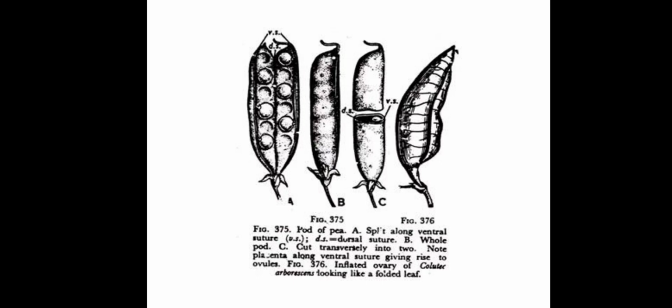So this is the diagram which shows you the position of ovules in the ovary, where we can see the ventral suture as explained earlier, and here we can see the dorsal suture in the case of pea. This is the fruit of the pea, where these rounded structures are the seeds. We can clearly see the ventral suture and the dorsal suture. Here also we can see the ventral suture and the dorsal suture. So this is the pod of the pea and how it splits along the ventral suture and the dorsal suture.